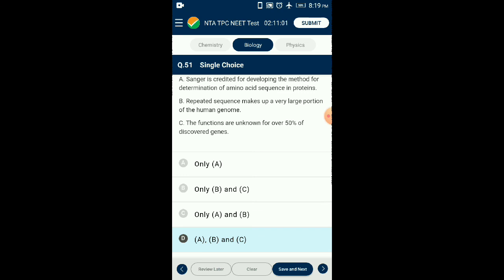From the given three statements, all three statements are correctly given. The functions are unknown for over 50% of discovered genes. Everything is correctly given.